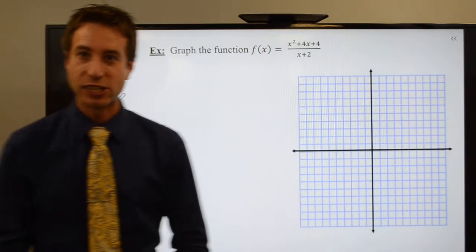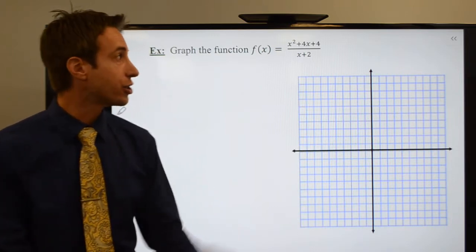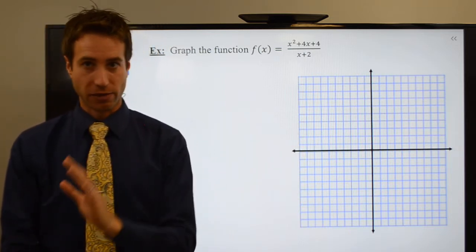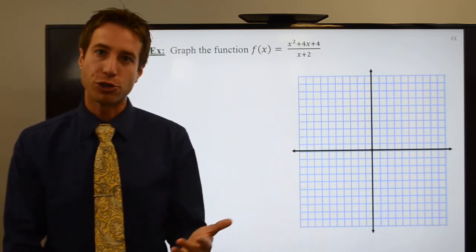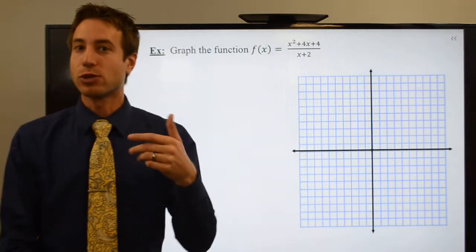Alright guys, welcome to this page of the notes, and again we're just going to continue with graphing rational functions, and we're going to do this one. Now we've already looked at 3 of these. Some of them are pretty tricky, some of them are more straightforward. This one's tricky.